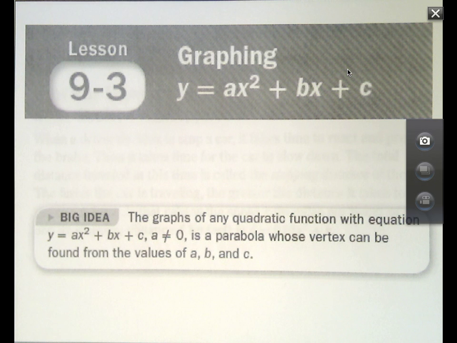All right. Today we're going to talk about lesson 9-3, graphing y equals ax squared plus bx plus c. Okay? These are also quadratic functions, quadratic equations. The graph of a quadratic function with an equation in this form is a parabola whose vertex can be found from the values of a, b, and c. So we're going to show you how you can find the vertex and other important things, as well as if it goes up or down, depending on its graph. So let's get into this.